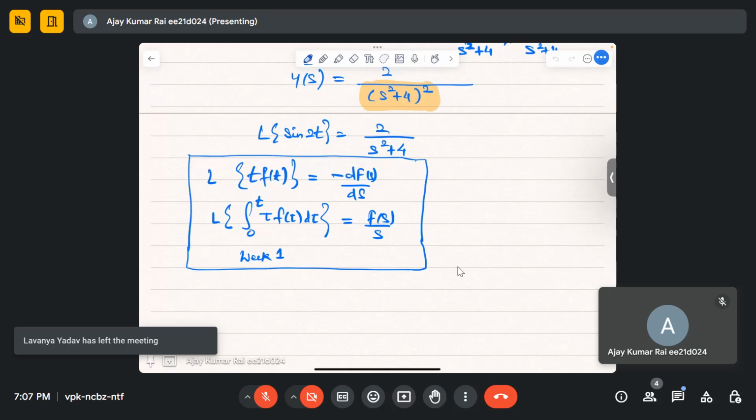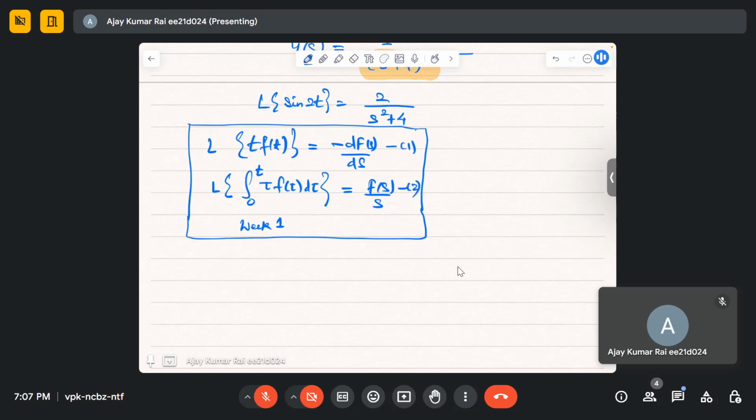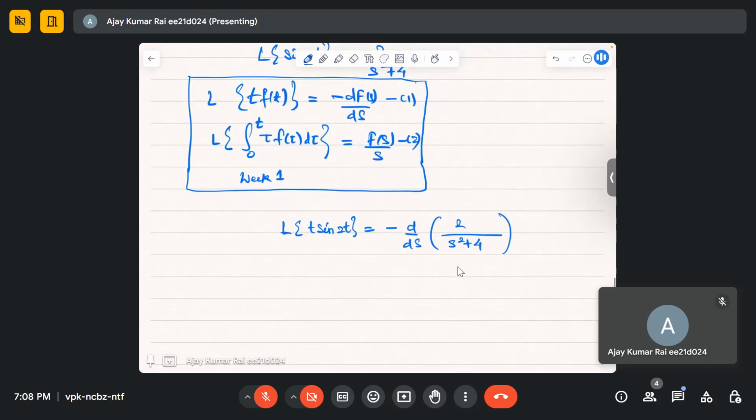So we'll be starting from the Laplace transform here. Let's find the Laplace transform. I'll use property number 1 first. I multiply t into sine 2t, so here I have to differentiate: minus dF by ds of 2 by s square plus 4. The differentiation gives (s square plus 4) whole square in the denominator, and in the numerator, if you differentiate, you get 0 minus 2 into 2s. With the outside minus, this is equal to plus 4s by (s square plus 4) whole square. So this is the transform of t into sine 2t.